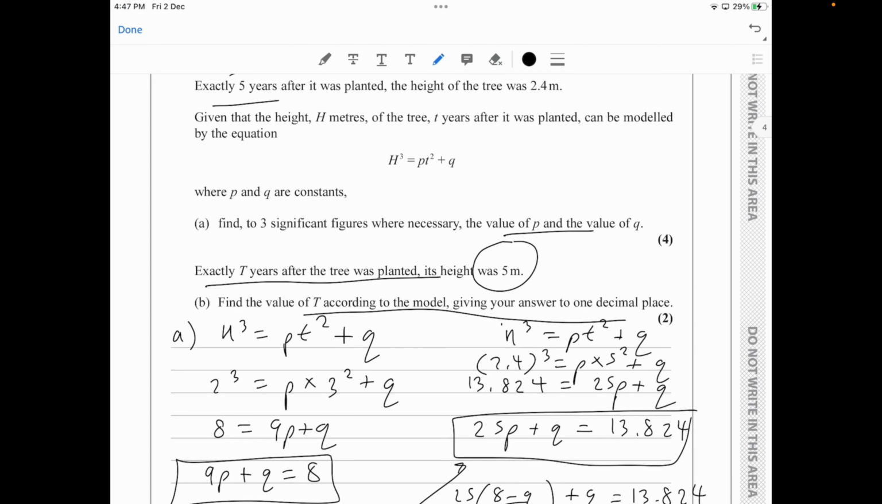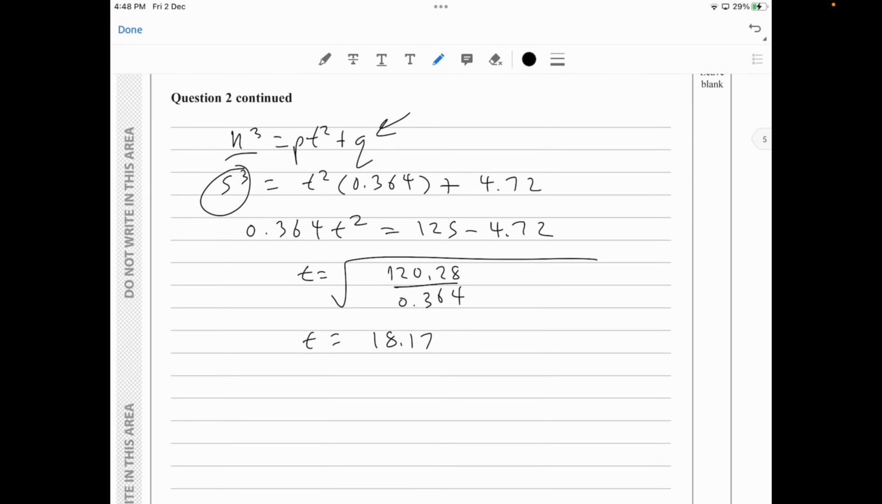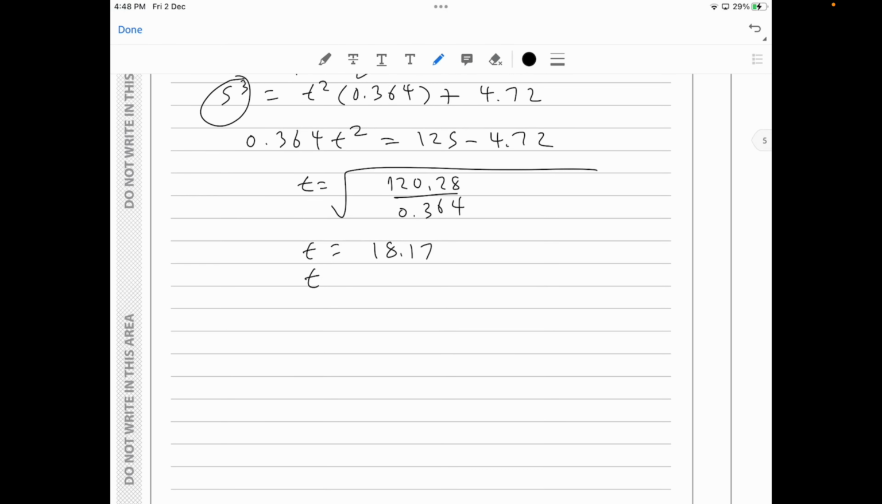Find the value of t in terms of 1 decimal place. Since it's 1 decimal place, t is going to become 18.2. This is going to be the answer for about, let's say, 6 marks, both in total A and B.